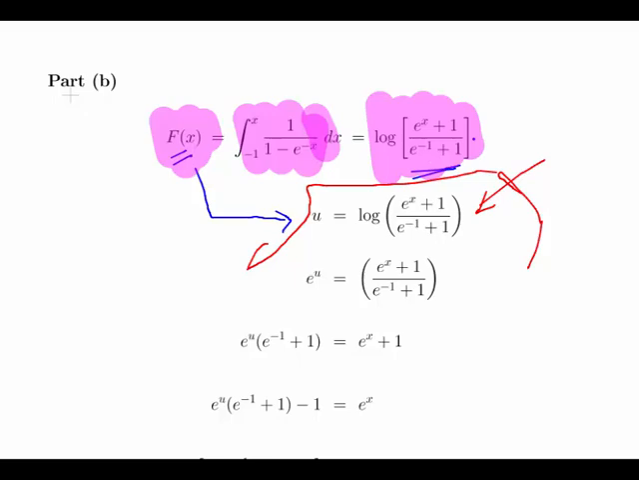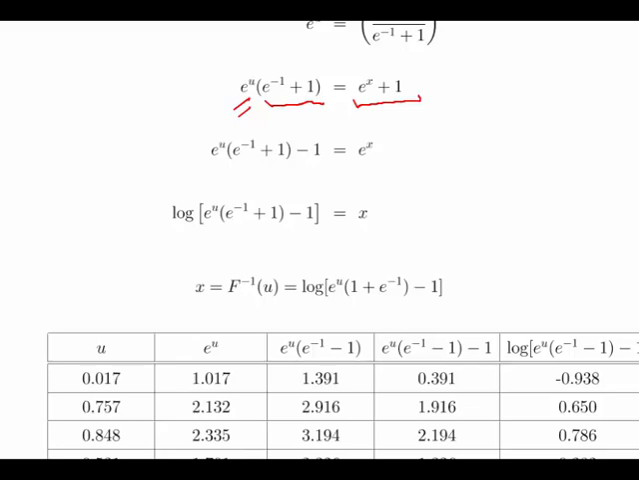So we have a logarithm here, so get the exponential of both sides. So we have e to the power of u equals the exponential of e to the power of x plus 1 divided by e to the power of minus 1 plus 1. So essentially what we're going to do is cross multiply. So we have e to the u times e to the minus 1 plus 1, and that is equal to e to the x plus 1. Subtract 1 from both sides, and then get the logarithm of that.